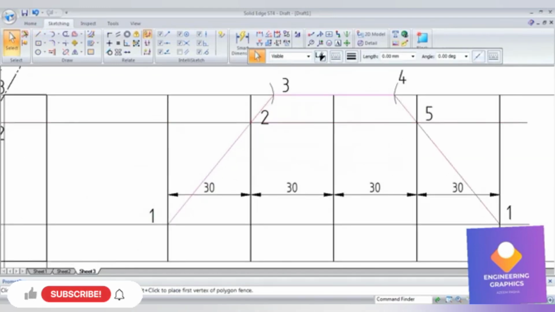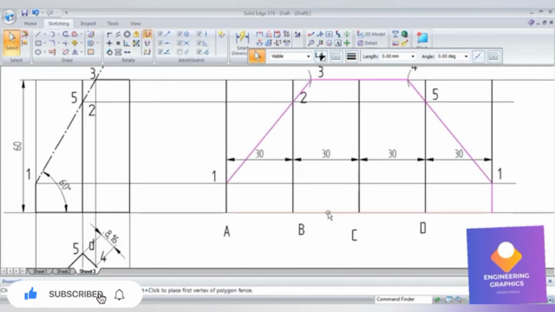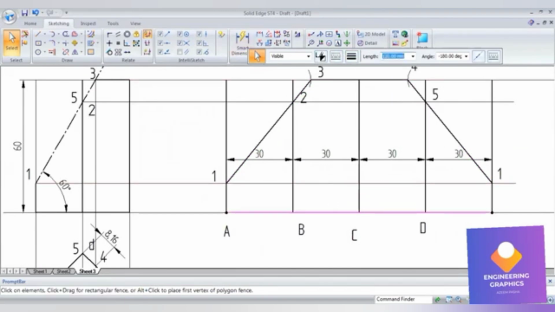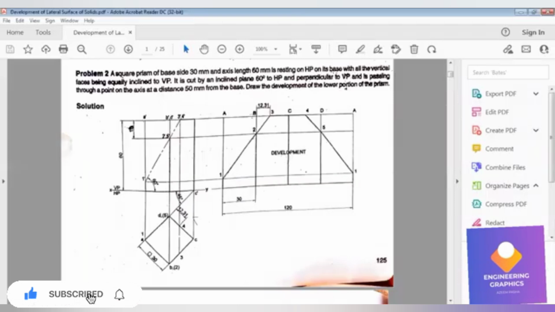Okay, so these lines I should make thick lines. Okay, by selecting and holding the control button, you can make these lines thick lines. And the remaining lines, this is the cut portion we have to show in dark lines. Okay, and the remaining lines we should show with thin lines here.